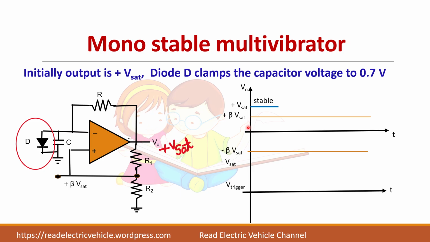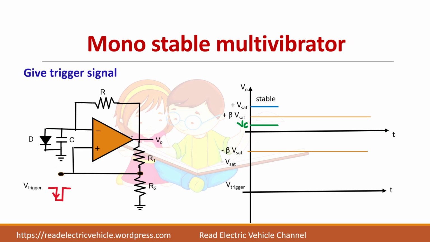So let me draw the capacitor voltage. The green color line shows the capacitor voltage which is equal to 0.7 volt. Now I have to apply the negative triggering pulse so that output changes from stable state. So this is the negative trigger pulse. You see here it is given at this point, which means that this plus terminal is going to become more negative compared to this 0.7 volt.